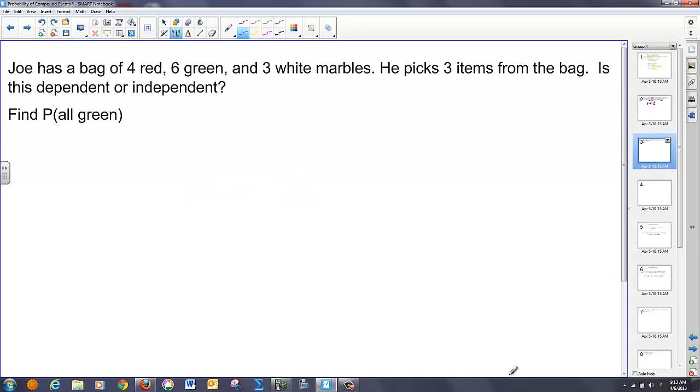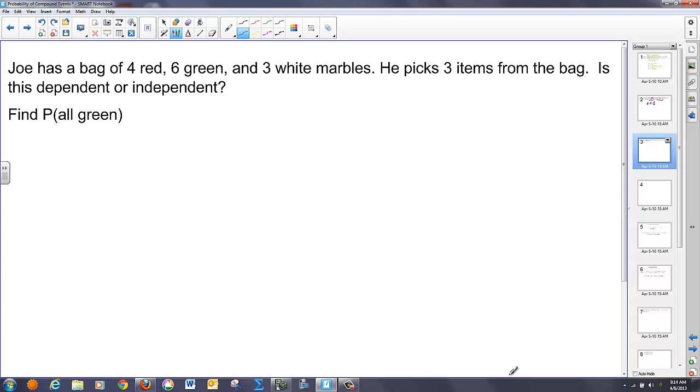Now in the second case, we find a guy with a bunch of different marbles. He's got 13 total marbles split up into red, green, and white. And he's going to reach in and pick 3 items from the bag. And we want to know, is it dependent or independent? In this case, what he picks at a specific time is going to reduce the chances of picking something the second and third time, if you will.